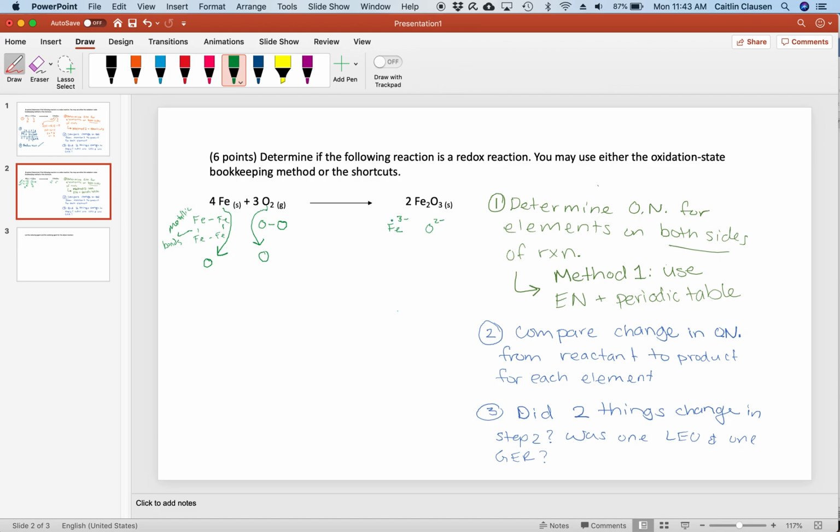So here I can just look at each element. Now I have these separated into their respective ions, and I can see that this iron is not bonded to anything else. It's an ion, so it says ionic bond. But now this iron, instead of being a neutral solid, has a charge of 3+.